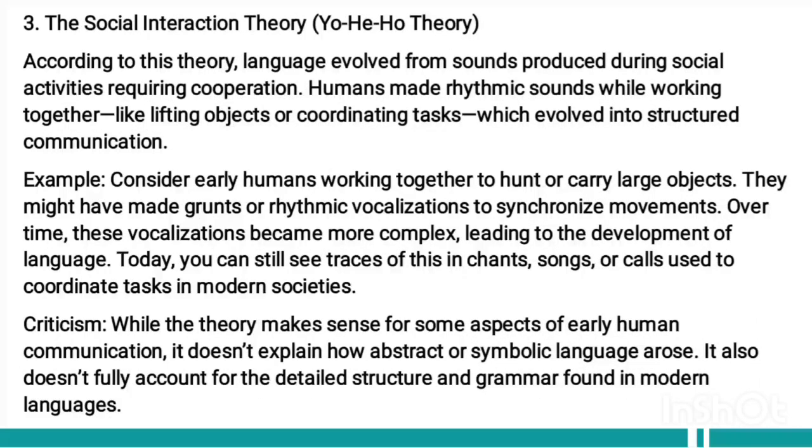Next one, the social interaction theory. The social interaction theory suggests that language evolved from the sounds produced during social activities that required cooperation. Early humans made rhythmic sounds while engaging in tasks like working together to hunt or lift objects, or coordinate efforts. Over time, the vocalizations became more structured and developed into language.